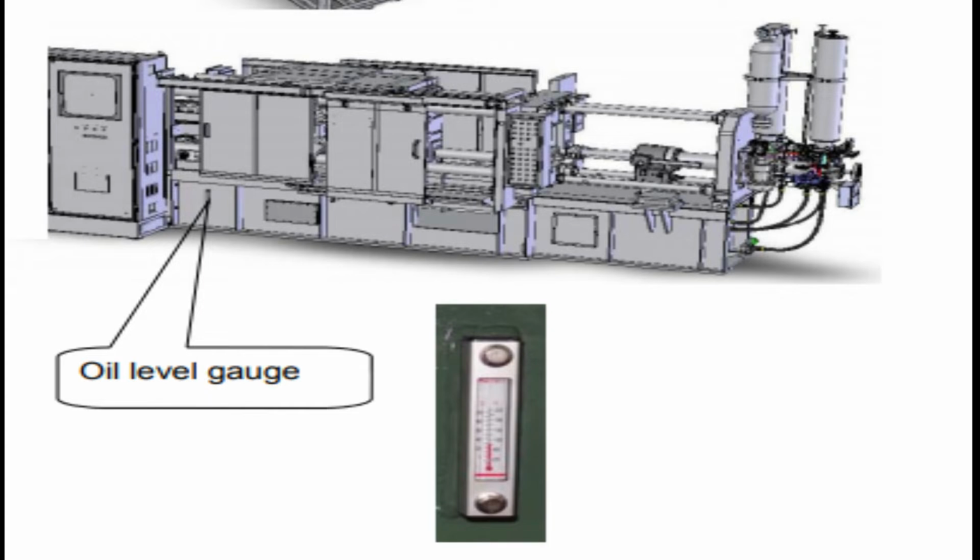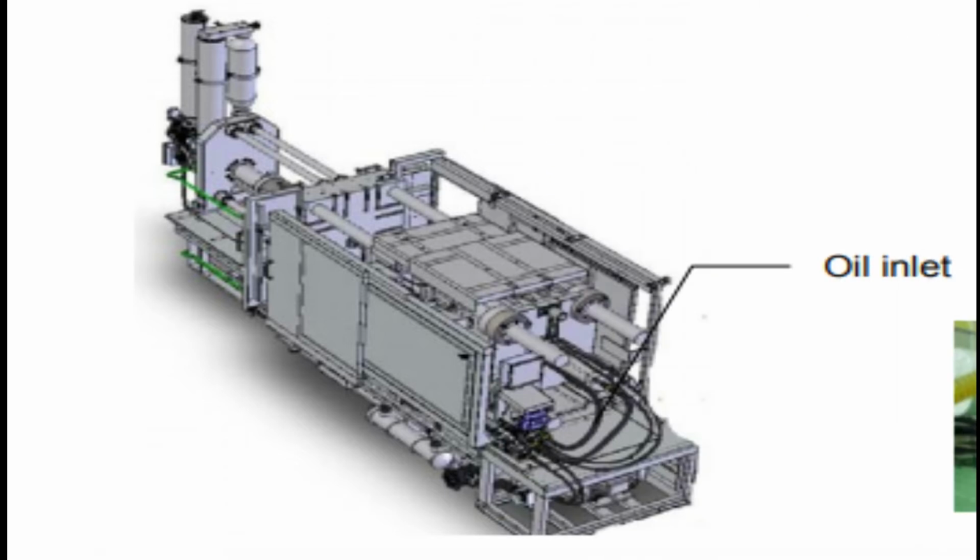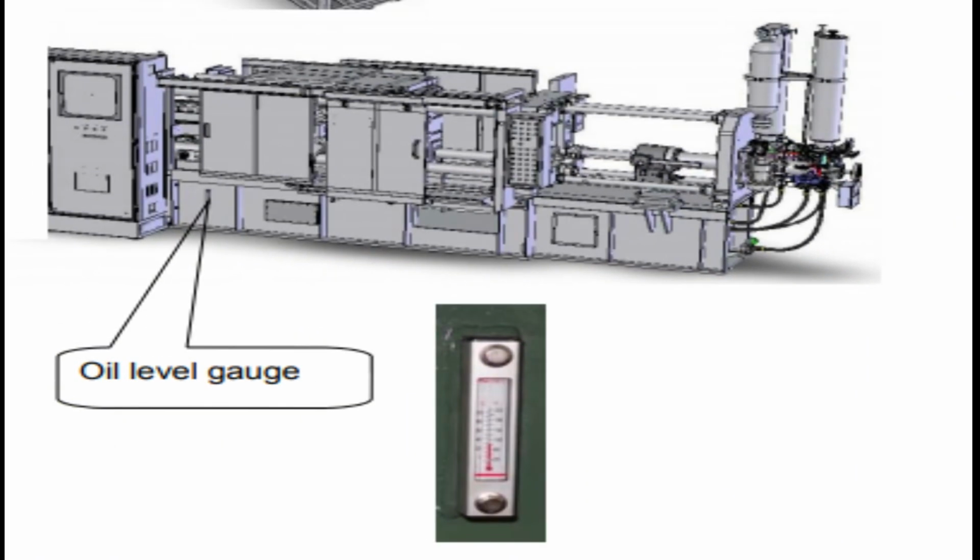Please follow the procedure below to fill up the machine with the selected hydraulic fluid. Open the inlet port of the hydraulic oil tank of the die casting machine. Pump the hydraulic fluid into the oil tank until the level goes up to the upper limit of the level indicator.